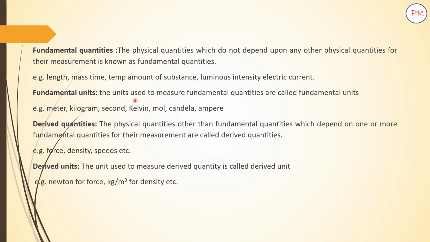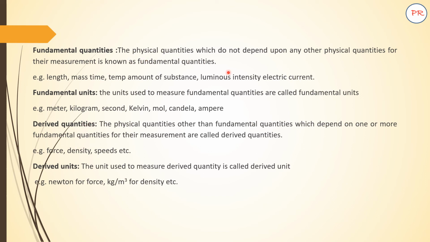Now naturally the units of all these fundamental quantities are called fundamental units. For example, unit of length is a meter, for mass it is kilogram, for time it is second, for temperature it is Kelvin, for amount of substance it is a mole, luminous intensity it is candela, and electric current it is ampere. The other type is derived.